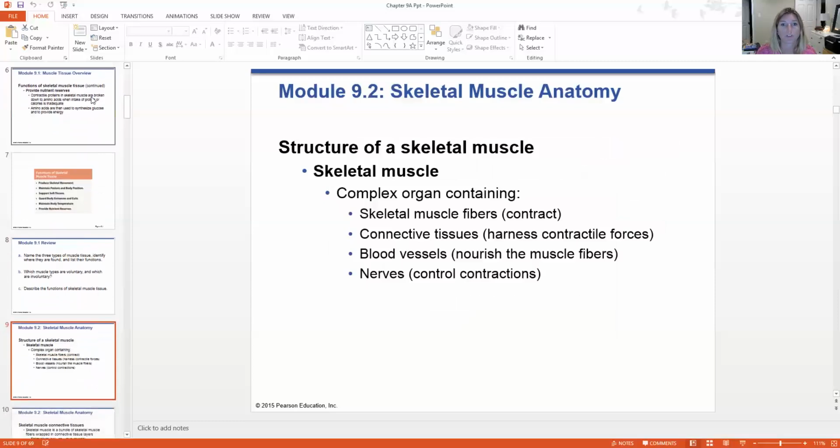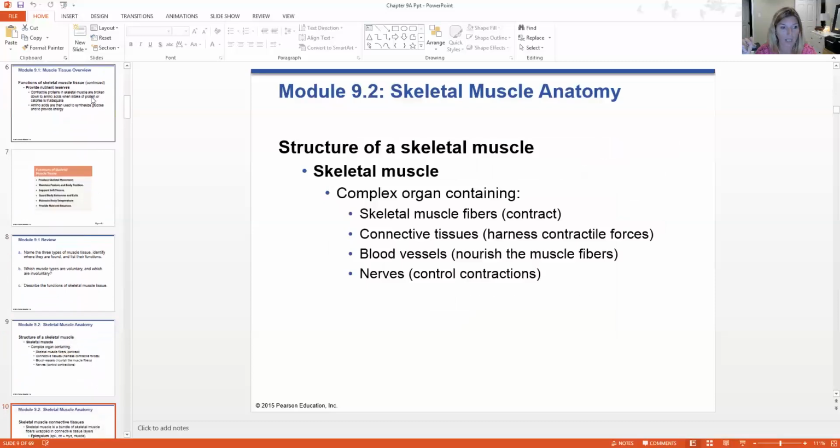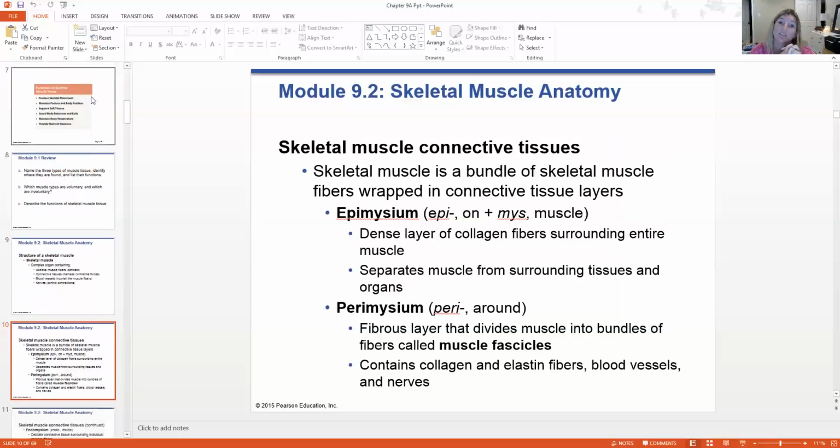Let's talk about the structure of skeletal muscle. The skeletal muscle has several parts to it. So you have the skeletal muscle fibers, which have the contracting piece to them. Then there's connective tissues, there's blood vessels, and there's nerves. So all of these things have a role. Let's talk about the connective tissues first. So the skeletal muscle is basically a bundle of fibers. Remember, fiber is a muscle cell. Basically the same thing, right? Or it is the same thing.